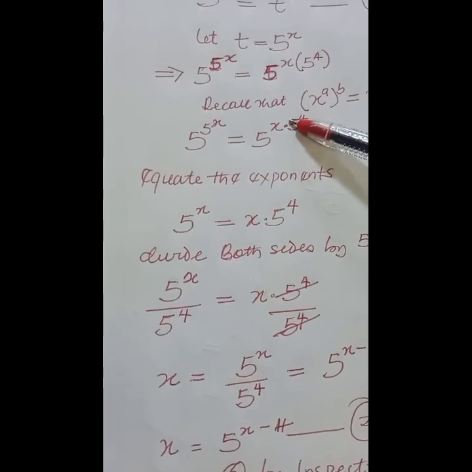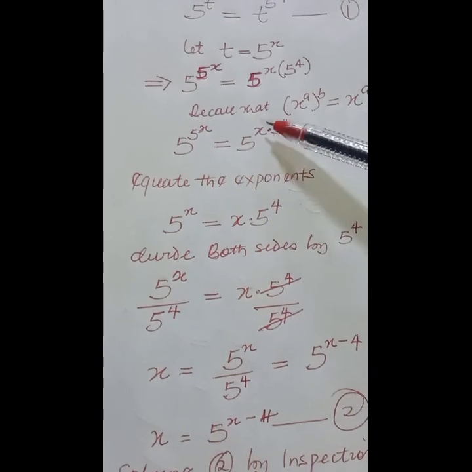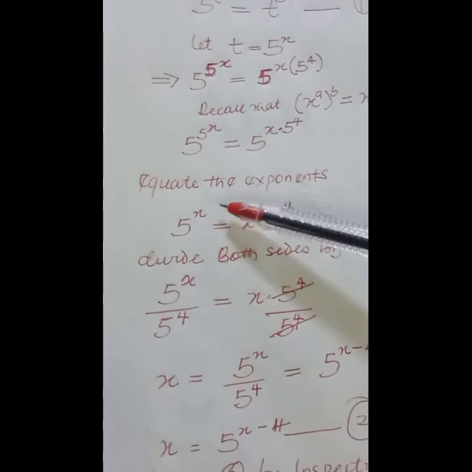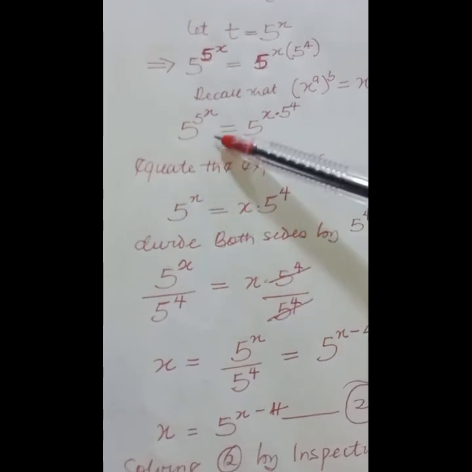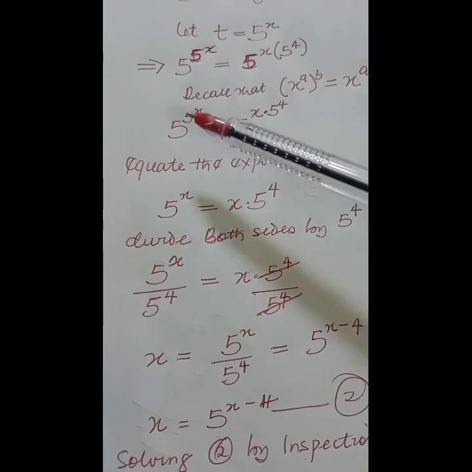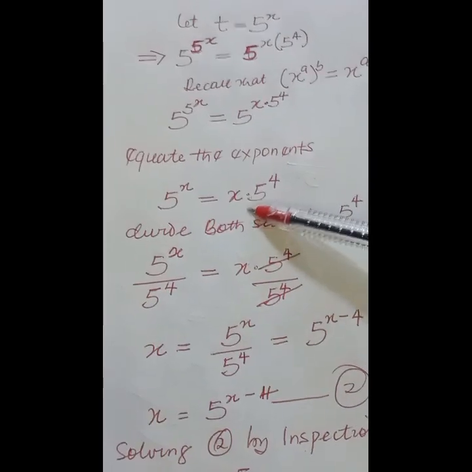Right, so the next thing is, if this is 5 to the power of something and this is 5 to the power of something, what it means is their exponents are the same. So what we go ahead to do is to equate the exponents. So how do we equate the exponents? So 5 to the power of x is equal to x multiply 5 to the power of 4. That's what we have here.